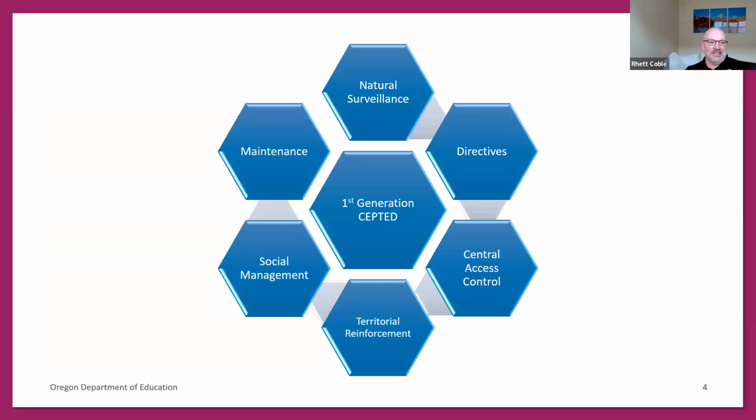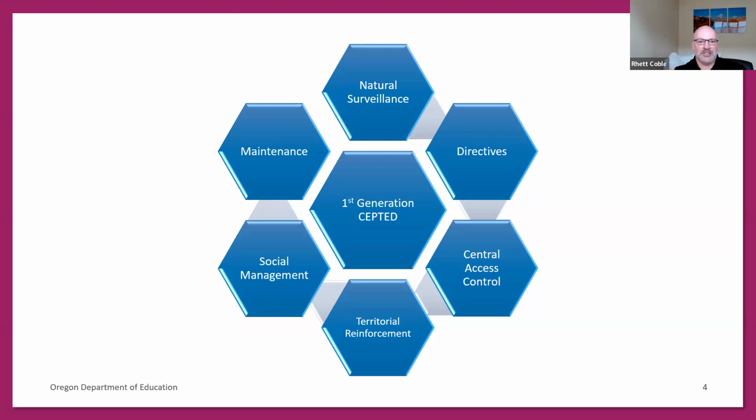All right, so here it is. This is how our first generation CPTED is going to lay out. We're going to start out with natural surveillance today. We're going to move on to directives, central access control, territorial reinforcement, social management, and then maintenance. We're going to go through each one of these, each slide, and discuss that. Then after that, we'll move into second generation.